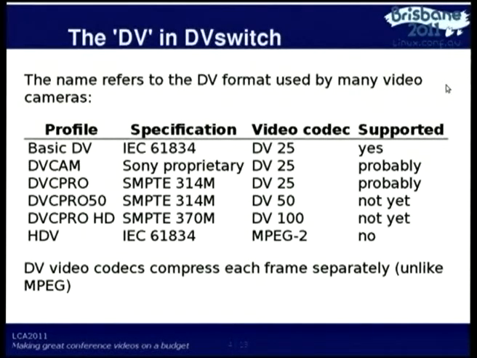So there are several variants of the DV formats. A lot of consumer cameras support it, less so today. You're seeing a lot of HD cameras using H.264 format, but it's still pretty easy to get cheap DV cameras. Most prosumer and low-end professional cameras also support some flavor of DV. The cameras that I've dealt with have used the basic DV format, which is meant for consumers. There are DVCAM and DVCPRO you may see around, which probably work, but I haven't had a chance to test them. There are several other variants that just won't work with DVswitch.